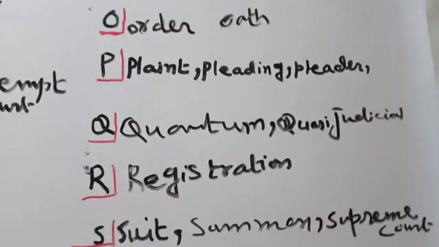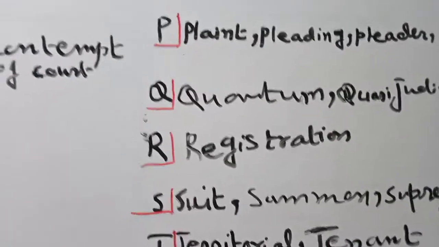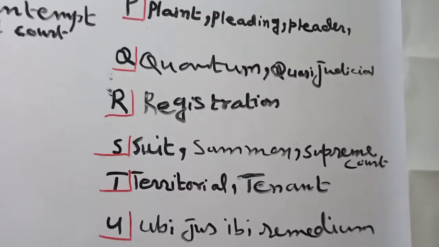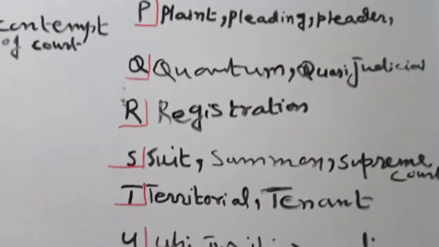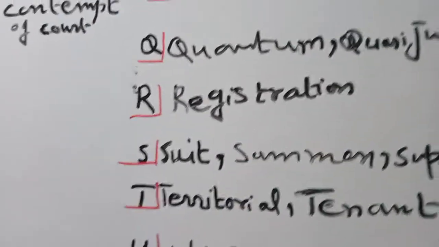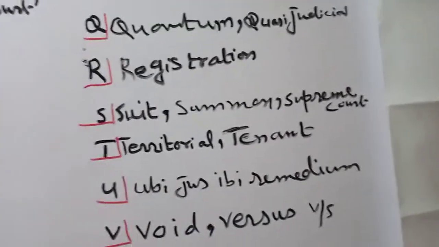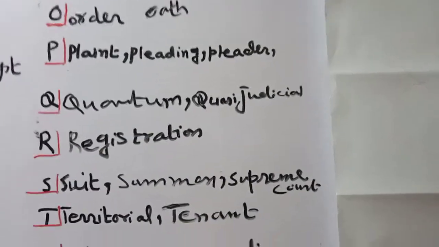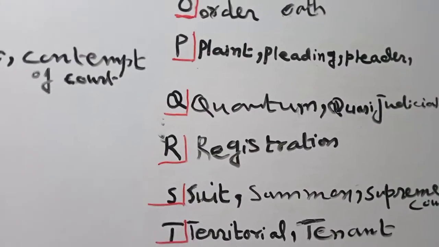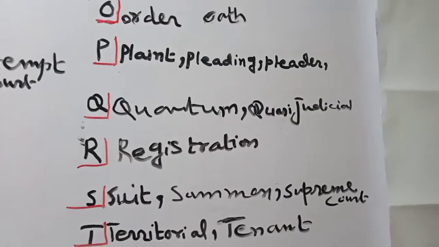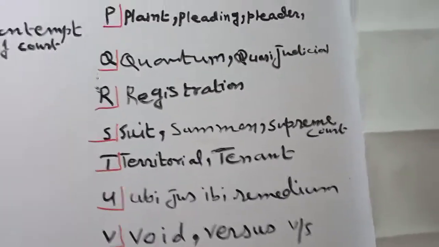Plaint and suit both are the same, but what is the difference? When plaint is completed in writing form and submitted in court, it automatically becomes suit. Pleader. Pleader means a person who pleads. Quantum. Quantum is actually from the law of evidence and Kanun Shahadat. Quantum means quantity.